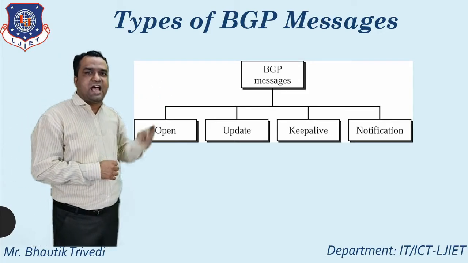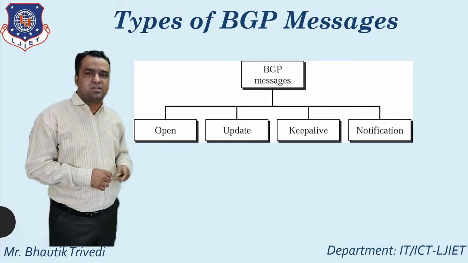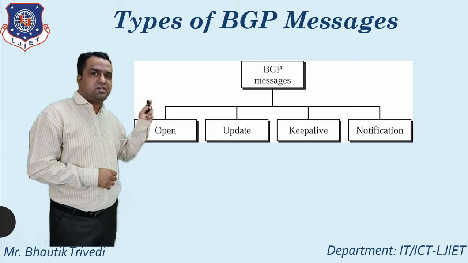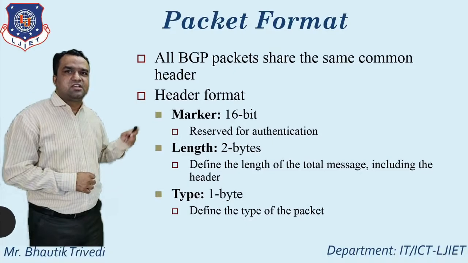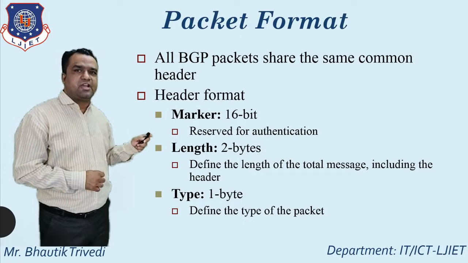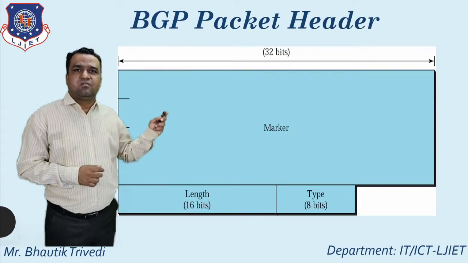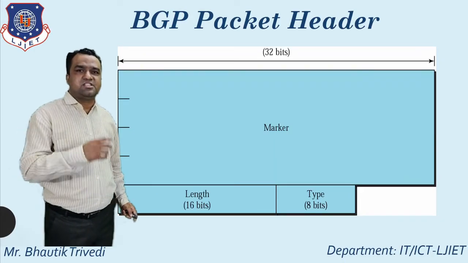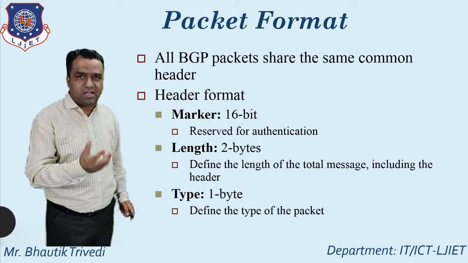Here you just see the diagram. The BGP message is generally divided into open, update, keepalive, and notification. Let's start with the first one, the packet format for BGP. Here you see one is the marker, second is the length, and third is the type. That is the BGP packet header.